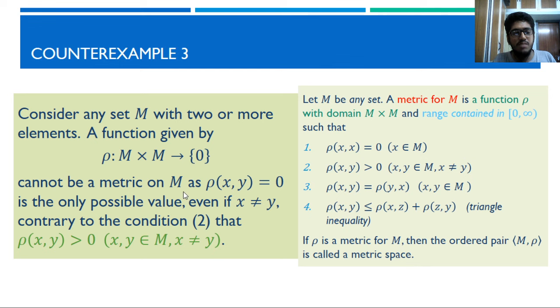So this cannot be a metric on M, as the reason is rho of x, y. Since there are 2 or more elements, suppose x is not equal to y. Rho of x, y can only be equal to 0 because that's the only value in the codomain. Hence, it doesn't satisfy our second condition here. So this particular function cannot be a metric on M with 2 or more elements. But then there is a simple question. What if M has only one value? That is, M is a singleton set. Will this particular function work? Leave your thoughts in the comments.